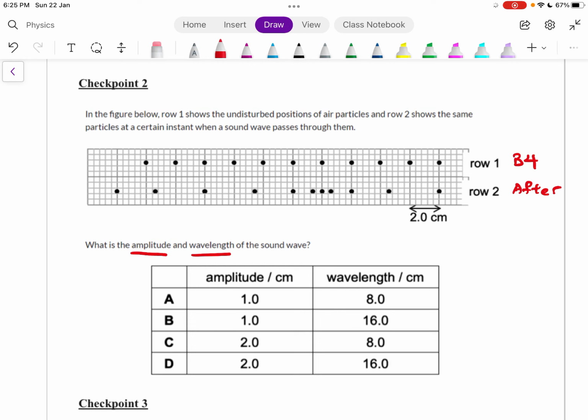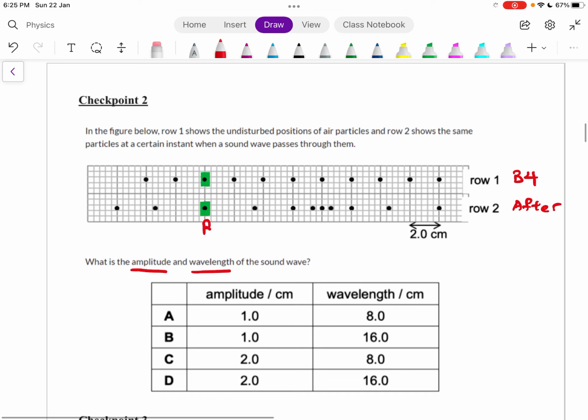For this, it is very similar to checkpoint 1. The very first thing we try to always do is identify where the rarefaction and compression are by looking at the before and after. So before is here, and after, the particle is also here. So this will be known as your rarefaction. Same thing for the compression: before is here, after is here. So this is known as your compression. And last but not least, this will be known as your rarefaction.